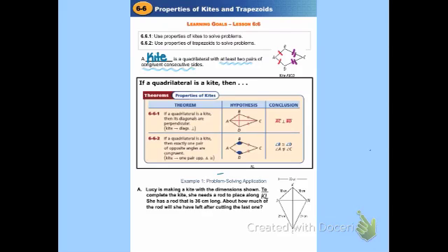If a quadrilateral is a kite, then number one, its diagonals are perpendicular. Well, that sounds familiar. That was what was true of a rhombus. And basically where it got it from was its parent in the family tree, the kite. So the kite had the perpendicular diagonals.